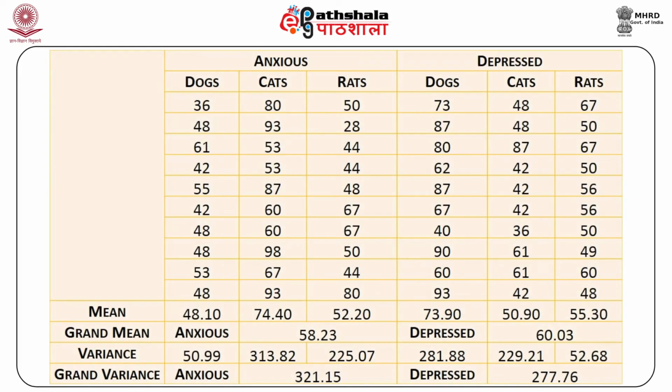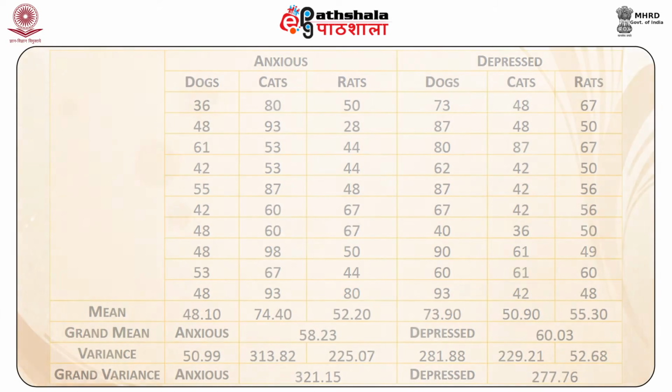Let us look into the solution of the problem. Table 1 presents some fictitious data that examines depression and anxiety among a group of 30 animals: 10 dogs, 10 cats and 10 rats. Look at the data for anxiety and depression. The mean values have been calculated for the 3 sets of pets. The mean, variance and grand variance are also calculated at the bottom rows.